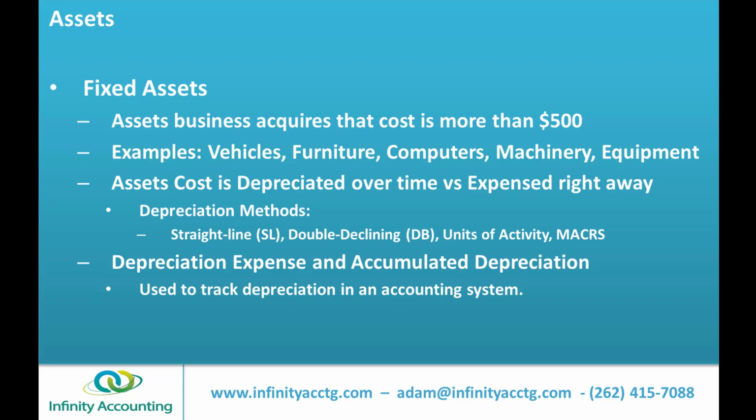The asset's cost is depreciated over time versus expensed right away. For an expense, we expense it right away, in that month or time period, as a reduction of our income. A fixed asset, versus that, is going to be depreciated over time. The IRS is basically saying, hey, you have this big expense, but we don't want you to take it right away.